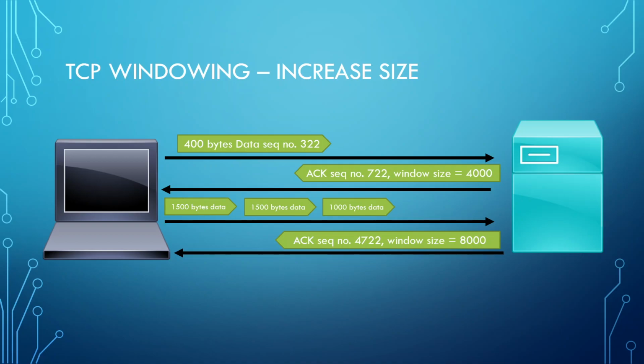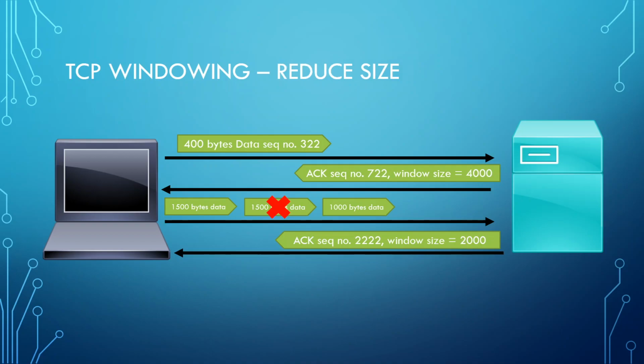Now I'm going to send the next block of data to the server, because I know that he's received 4,722 bytes of data, because each piece of data is given a sequence number. And then the server in that message will also increase the window size to 8,000. So the window size will increase exponentially. It's going to say, okay, now that you've sent 4,000 bytes worth of data successfully, you can now send 8,000 bytes worth of data. And so that's how the TCP window size increases.